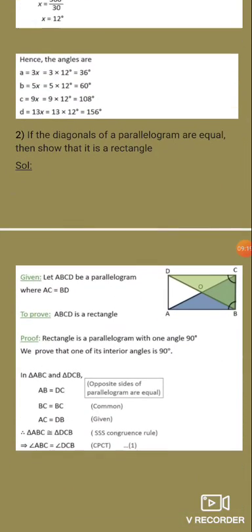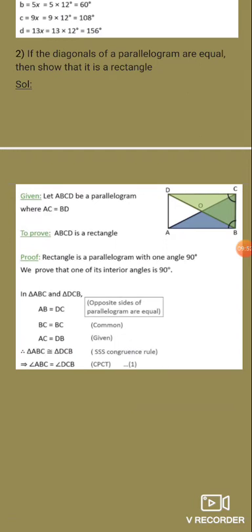Now the next one. If the diagonals of a parallelogram are equal, then show that it is a rectangle. Once more, listen carefully to the question. If the diagonals of a parallelogram are equal, then we need to show that this parallelogram is a rectangle. Now listen, let ABCD be a parallelogram where AC is equal to BD. That is, the diagonals are equal, given. We need to prove ABCD is a rectangle.